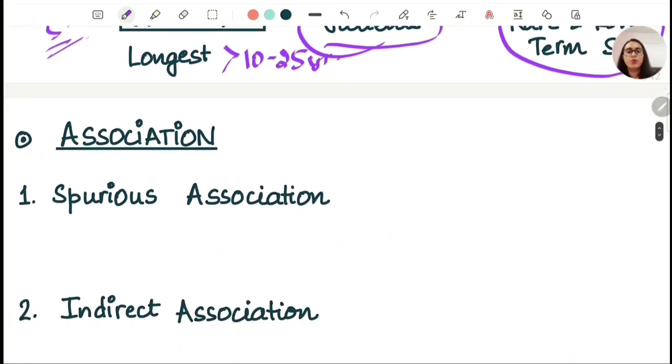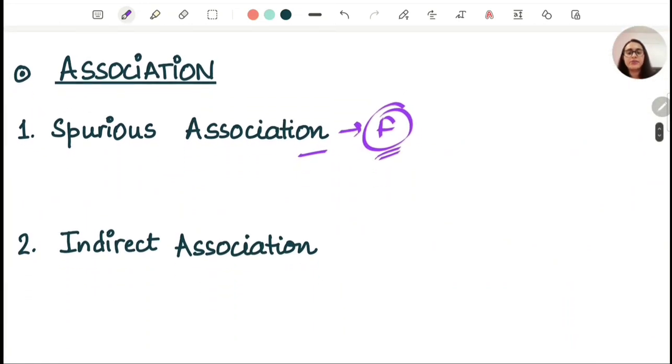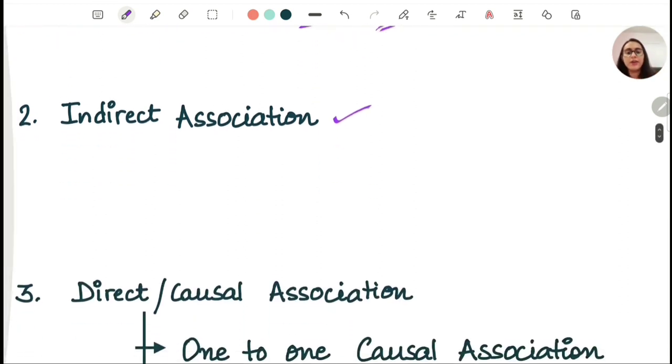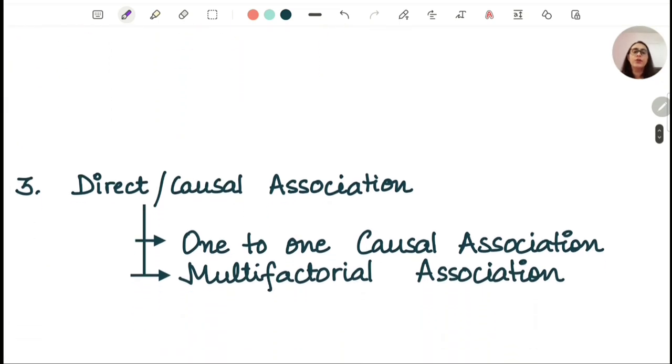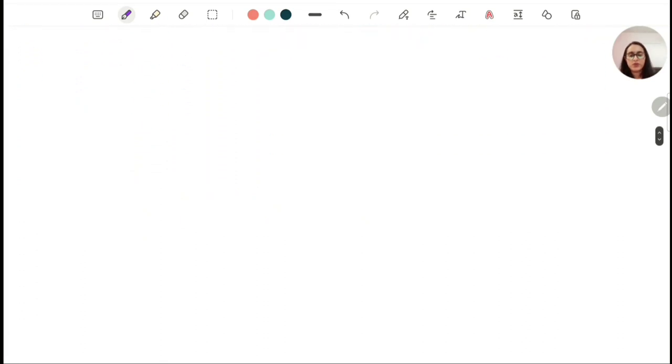Association can be spurious association, that means a false association. Then indirect association, for example, in high altitude there is increased incidence of goiter, and that is because of the iodine deficiency present in the soil. So that is an indirect association. High altitude causes goiter, that will be an indirect association. Direct or causal association is either one-to-one causal association, or multifactorial association.